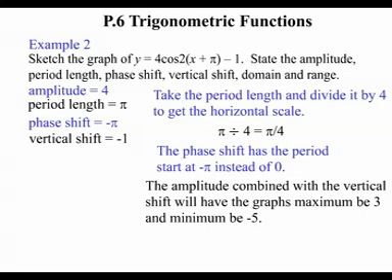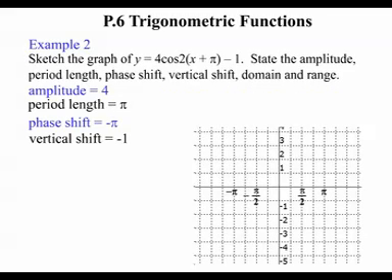And lastly, the amplitude combined with the vertical shift will give your graph a maximum of positive 3 and a minimum of negative 5. Normally, a graph with an amplitude of 4 will go all the way up to 4, but it's got a vertical shift of negative 1, so it goes down to 3. And it would normally go down to negative 4, but again, that vertical shift takes it down to negative 5. So my grid here, you'll see, will go from negative 5 on the y-axis all the way up to 3 on the positive part of it.